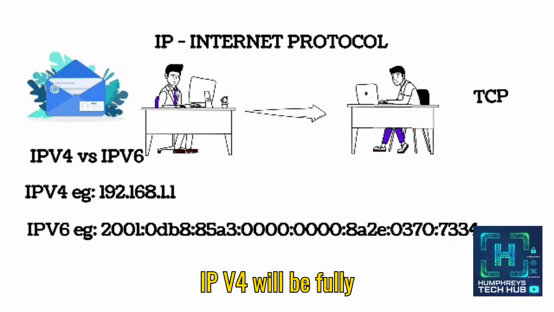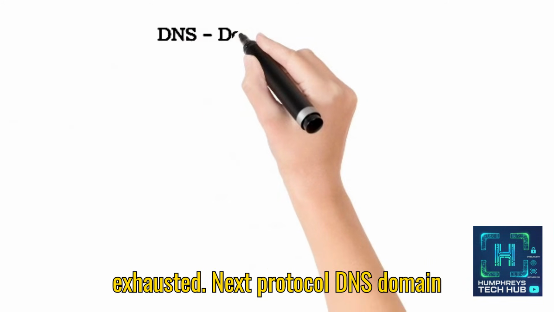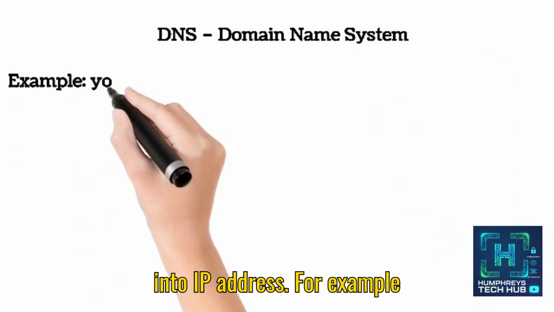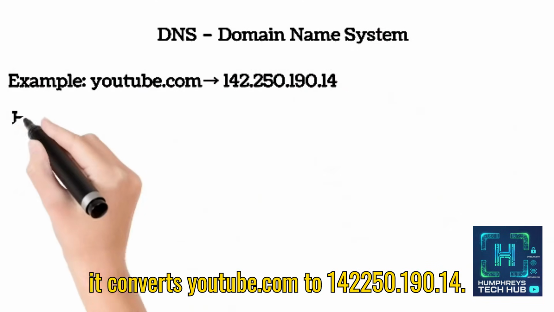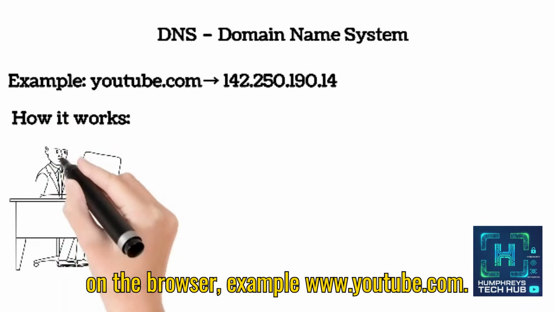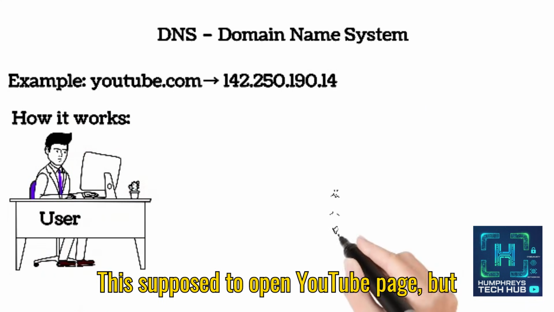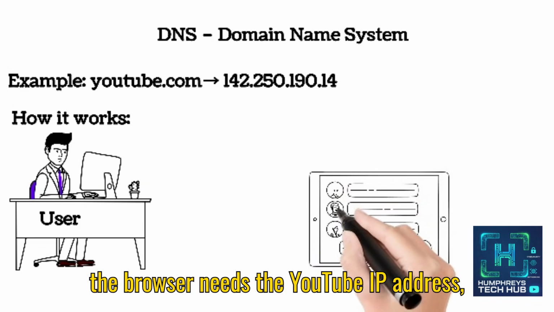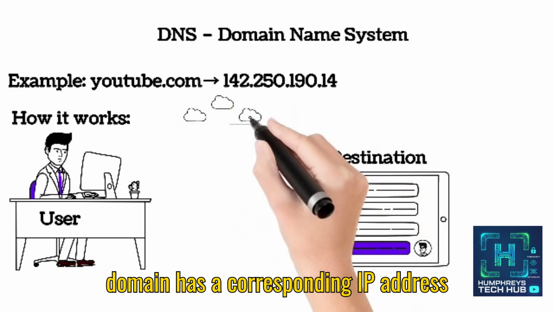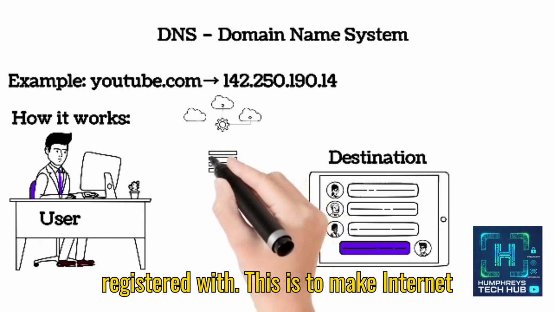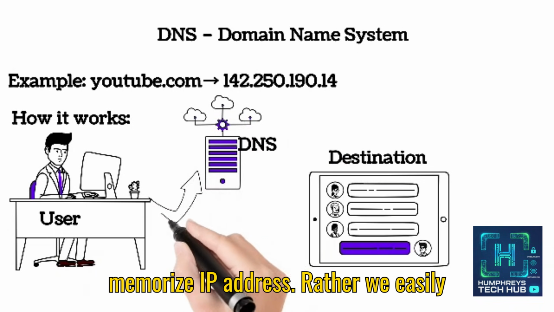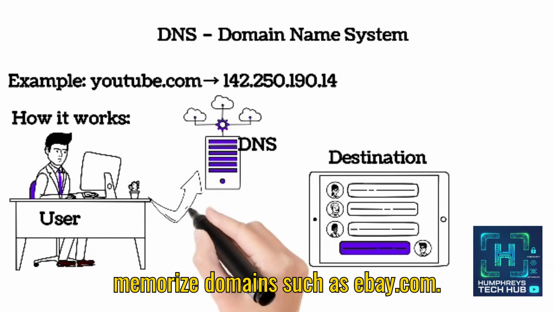will be fully exhausted. Next protocol, DNS, Domain Name System, converts a domain name into an IP address. For example, it converts youtube.com to 142.250.190.14. How it works. The user types the domain to search in the browser, for example, www.youtube.com. This is supposed to open the YouTube page, but the browser needs the YouTube IP address, not the domain name. Every registered domain has a corresponding IP address registered with it. This is to make the internet human-friendly. Browsers use IP addresses to search the internet, but humans cannot memorize IP addresses. Rather, we easily memorize domains such as ebay.com.